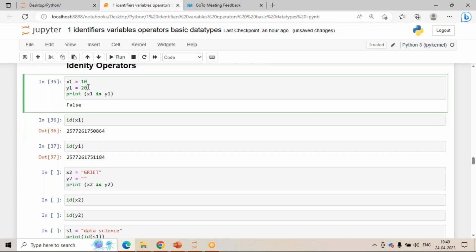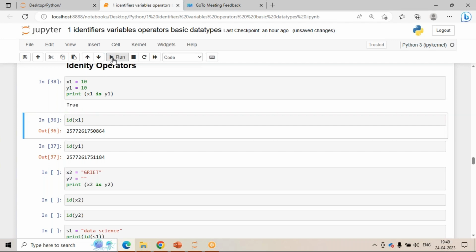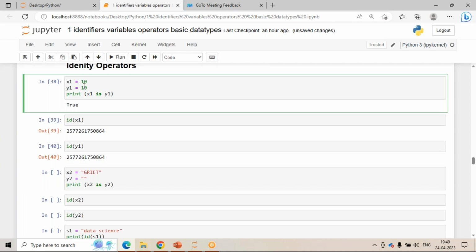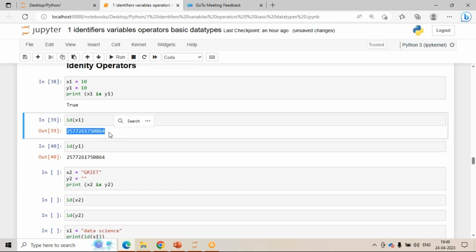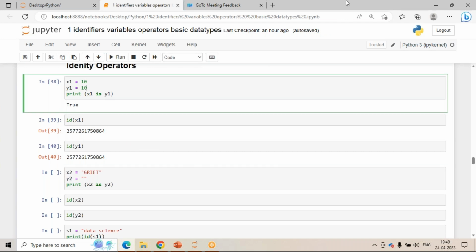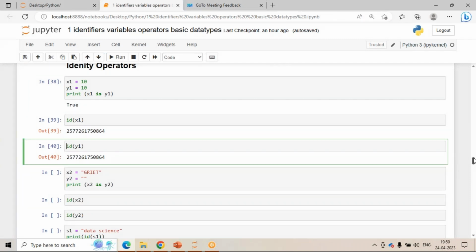If I make it 10 comma 10, now what is the answer? Look at here. Now both the values are the same, so the IDs for these numbers are the same. Here the ID ending with 864 for x1 is also the same for y1. So the answer is true. Is it okay? Clear for everyone?